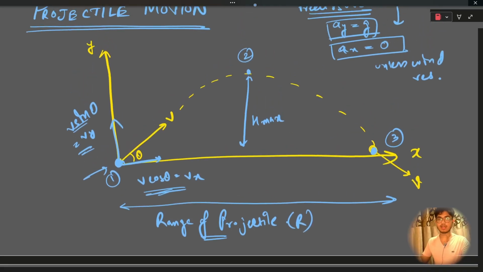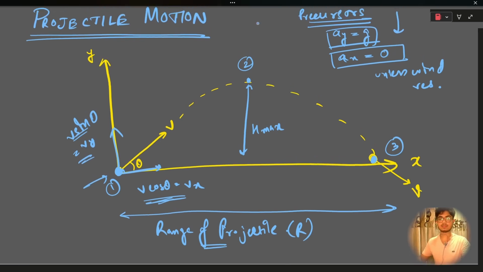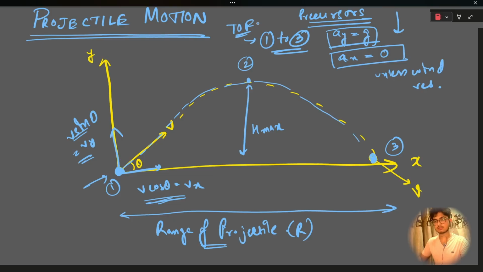The time of flight is basically the time taken to go from 1 to 3, completely traveling the path to 3. And what is h max? This is the maximum height reached by the projectile. This is the basic framework of projectile motion.